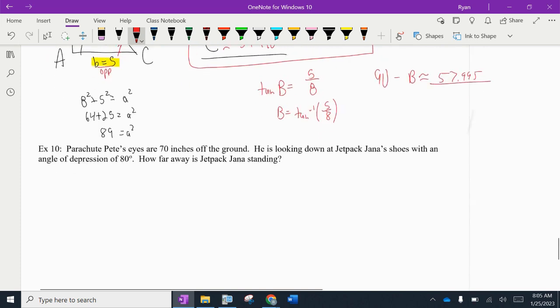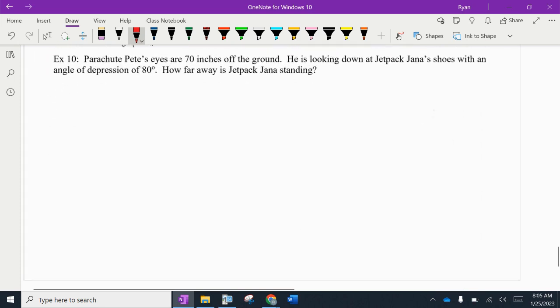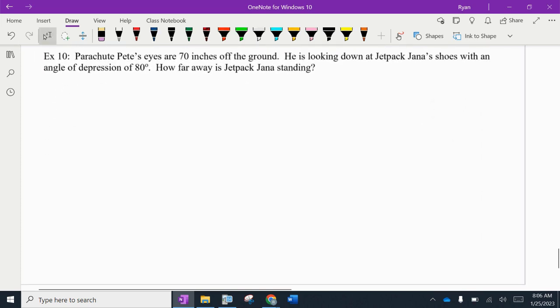All right, last one. Good old Parachute Pete and Jetpack Jana. So Parachute Pete's eyes are 70 inches off the ground. He's looking down at Jetpack Jana's shoes with an angle of depression of 80 degrees. How far away is Jetpack Jana standing? So 2 people.